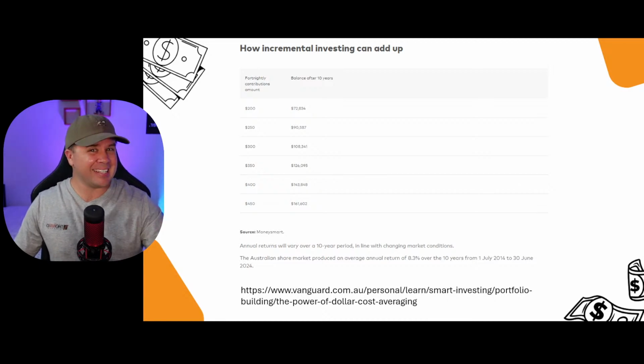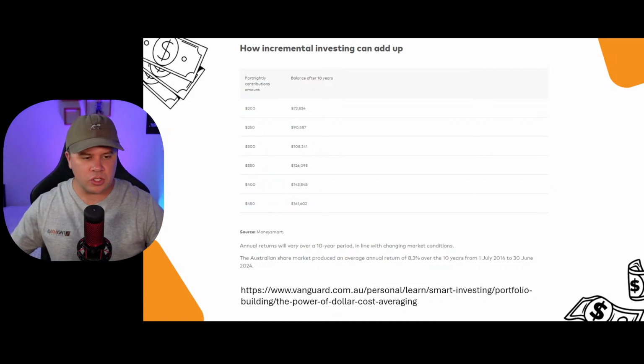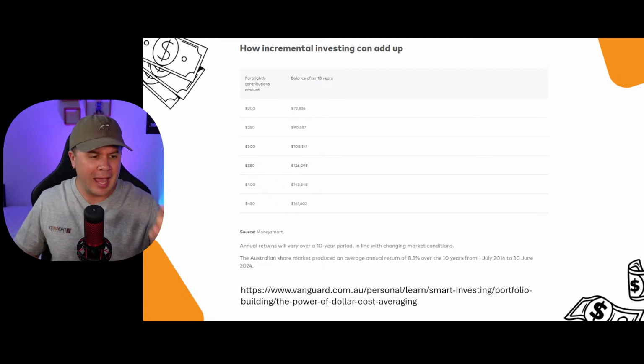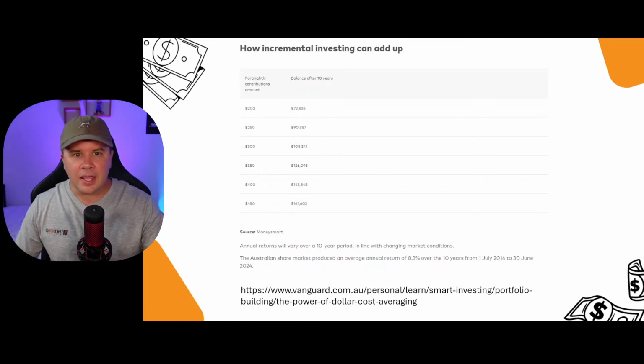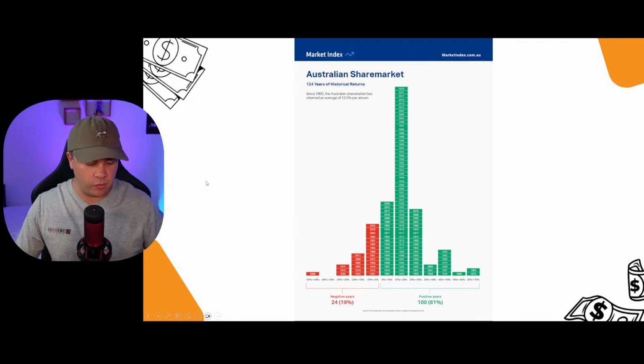8.3%, it's nothing to laugh about. That's a decent return. There's obviously much better returns than that, but for someone who's just new to investing, or you want to do it in a more passive approach, 8.3% is not too bad. It's not something to laugh at at all. Now, the next graph I want to put up is a graph that I really like. I've put it in a few of my videos right now.